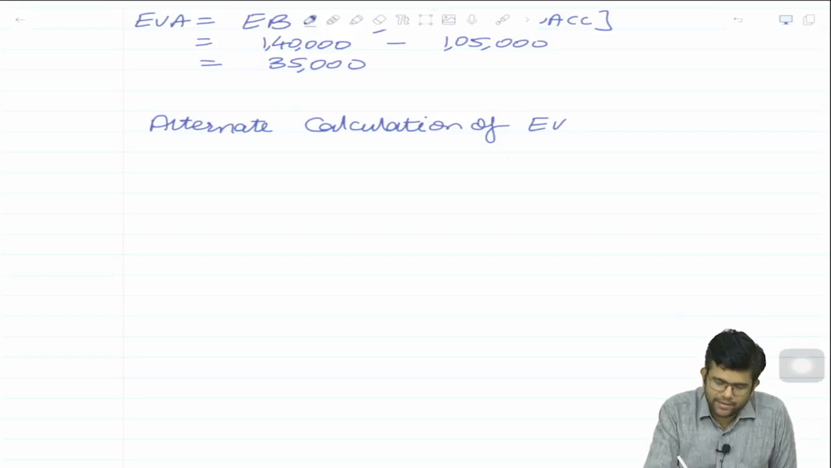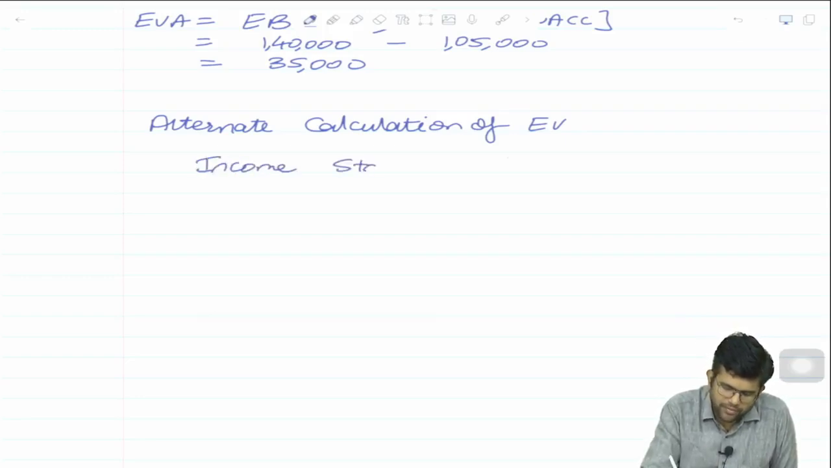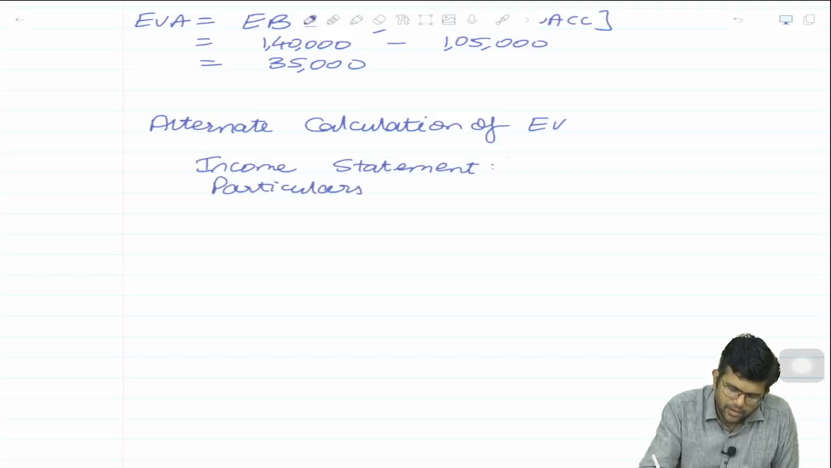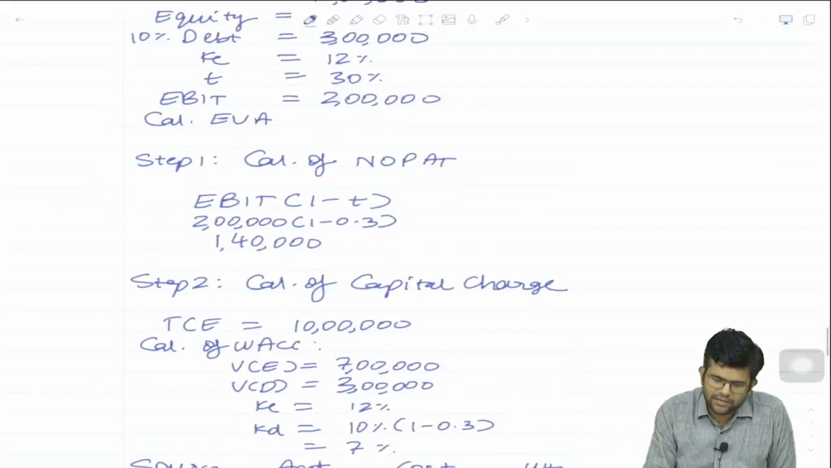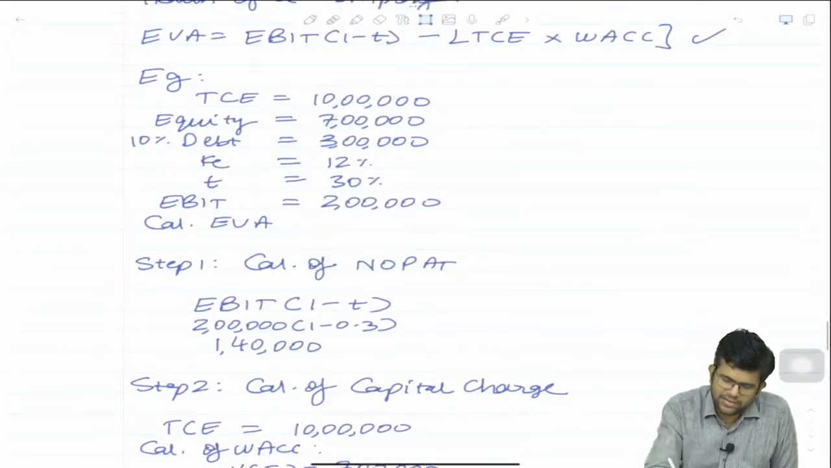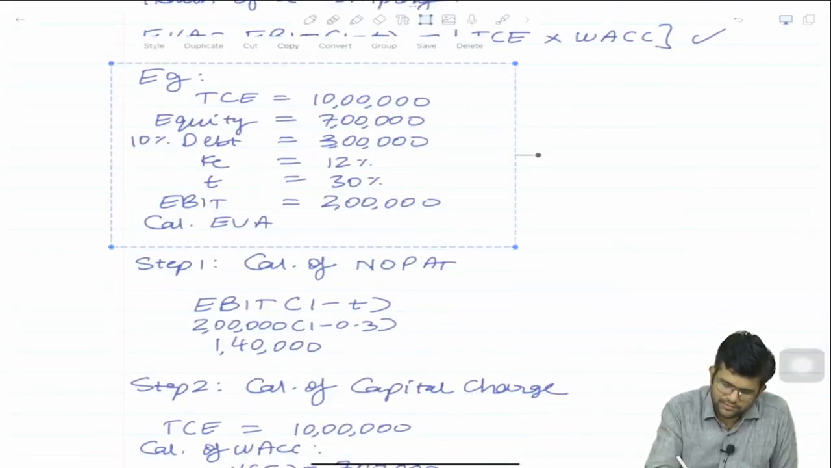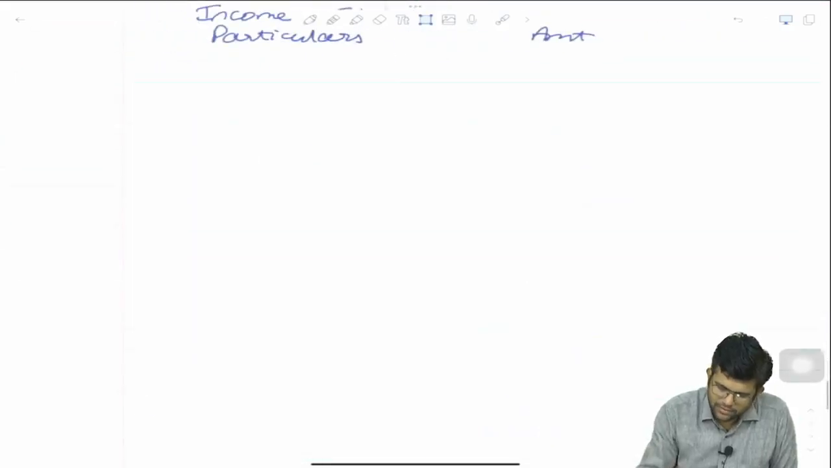So, I am writing here income statement, particulars, amount. Okay, let's restart. What is EBIT given in the question? Okay, I will take this now. I will take this and I will paste it here. Okay.